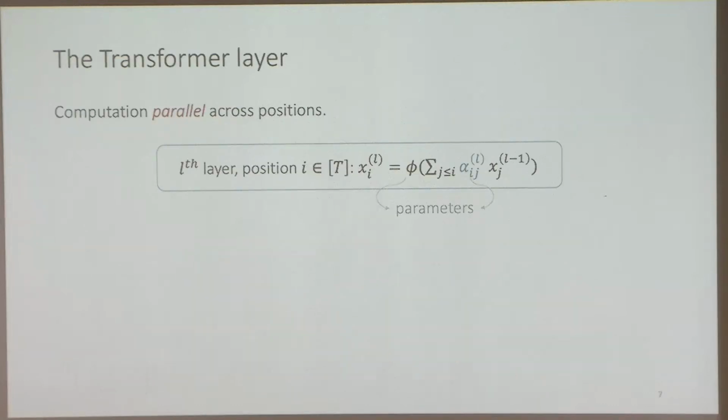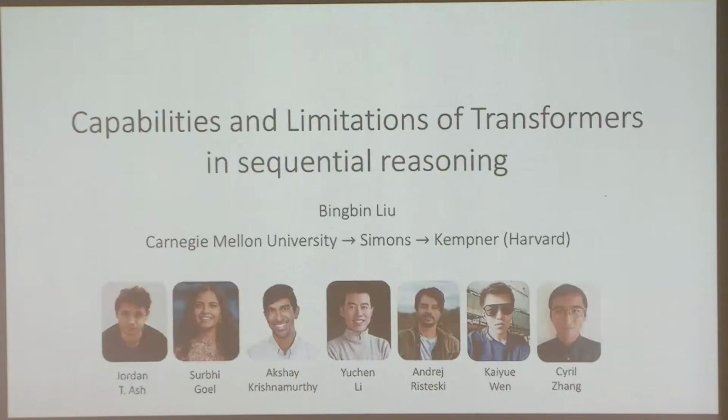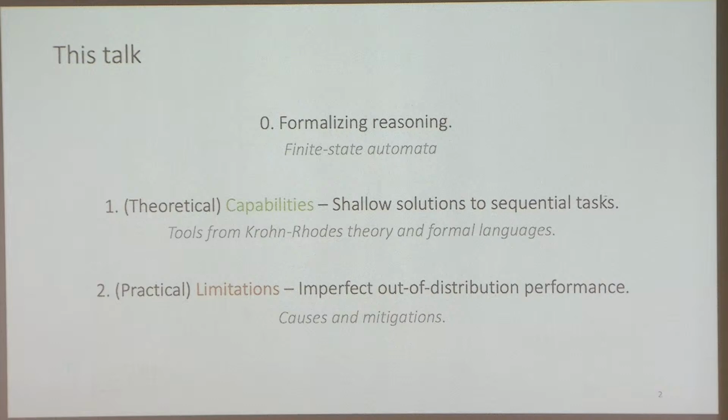All right, so, oh, I'm sorry, I think I clicked the wrong button. Great, so the plan for today will be like this. We'll first briefly define what we mean by sequential reasoning, and then the talk will consist of two parts. In the first part, we'll talk about some theoretical results about how shallow transformers can implement long sequential reasoning chains. And here we'll use some tools from Krohn-Rhodes theory and also formal languages. Then for the second part of the talk, we'll talk about some practical results where we look at the OOD problem of transformers.